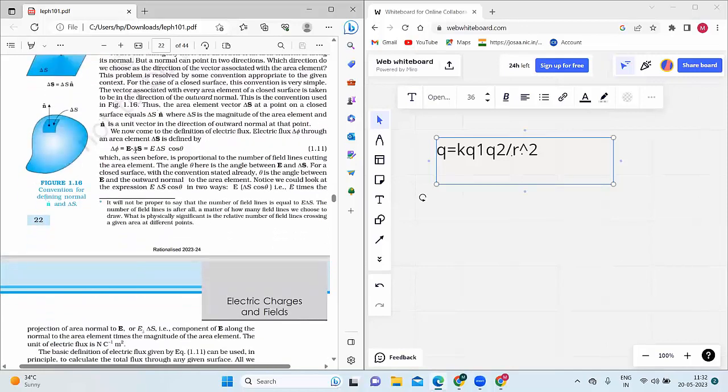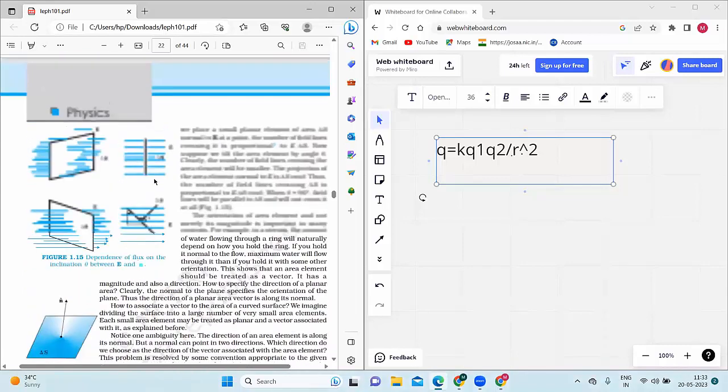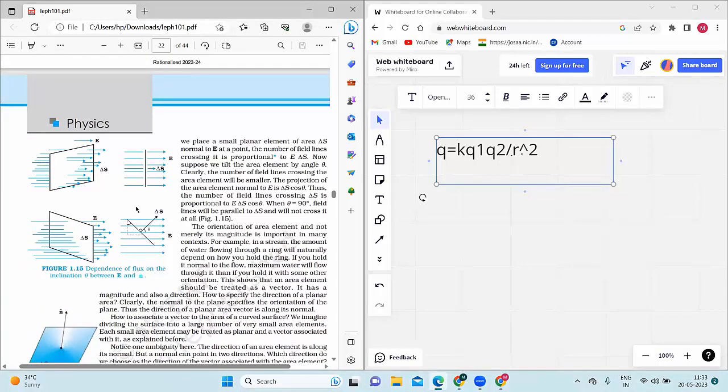dΦ equals E dot ΔS, where ΔS equals the area dS into cos θ, where θ is the angle between the normal and the electric field. This is the normal to the surface, and E is the electric field in this direction. So total flux equals E into ΔS into cos θ.